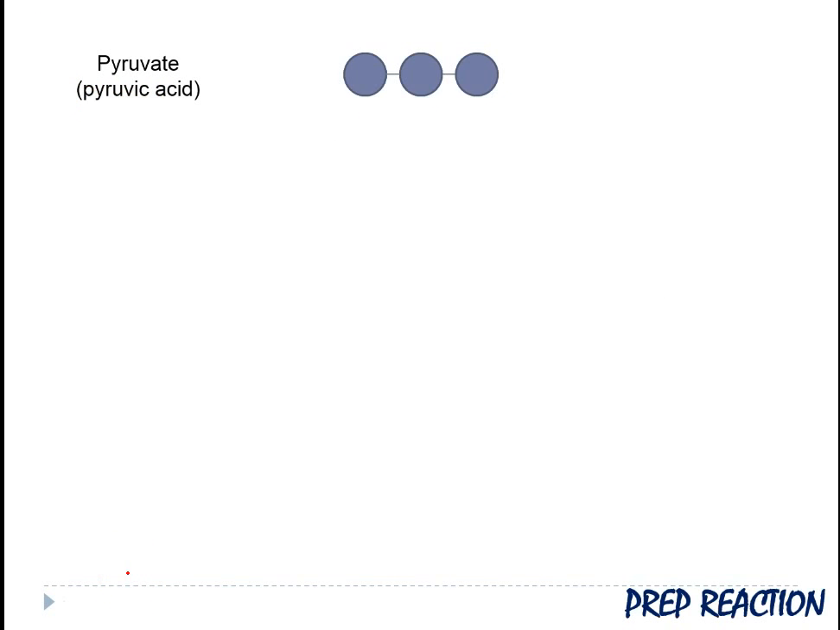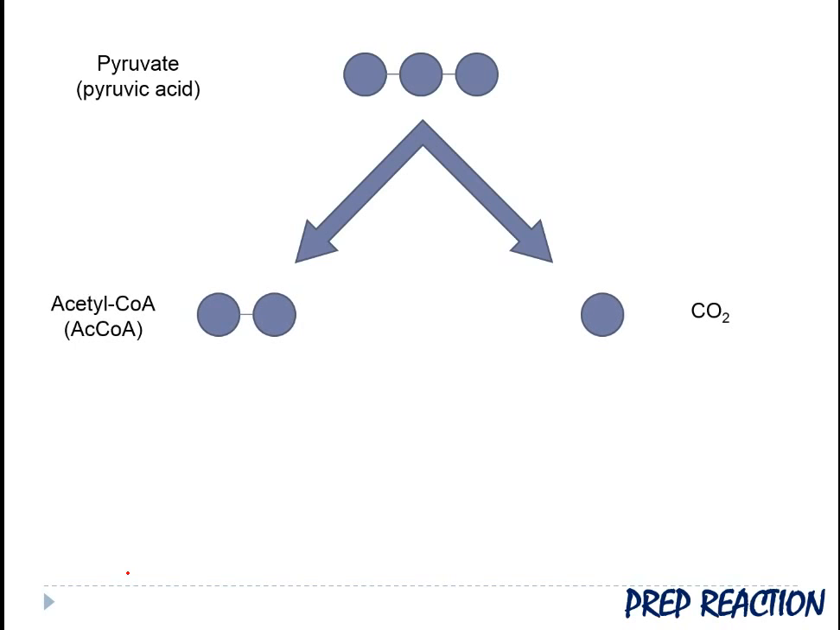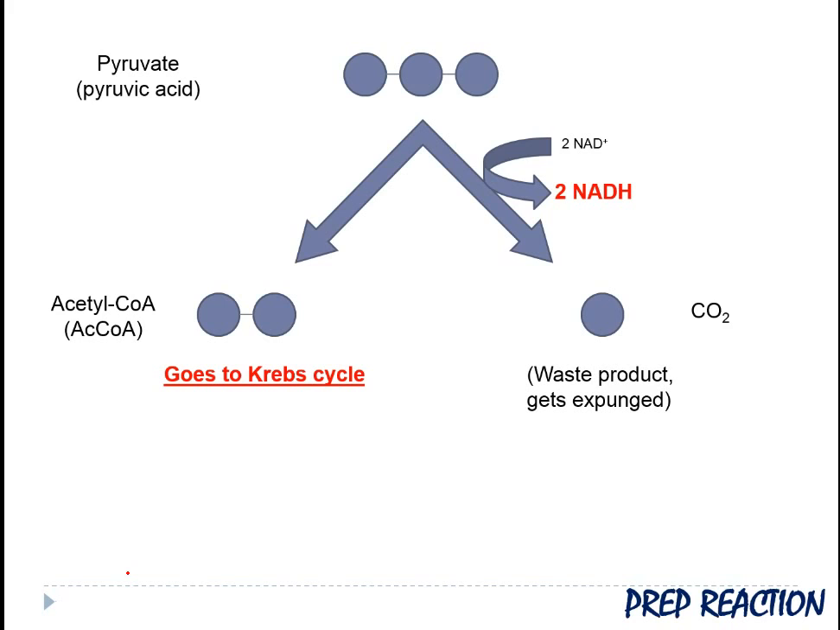So pyruvate comes in, just a quick recap. One of the carbons leaves as CO2. We have this 2 carbon molecule now. It gets attached to acetyl-CoA and moves into the mitochondria. Through this process, we're able to energize two NADHs. So we had an NAD, we added some hydrogens and electrons to it, became NADH. And the two carbons go to the Krebs cycle, which is our next cycle. And the other ones just kind of get expelled out as waste.